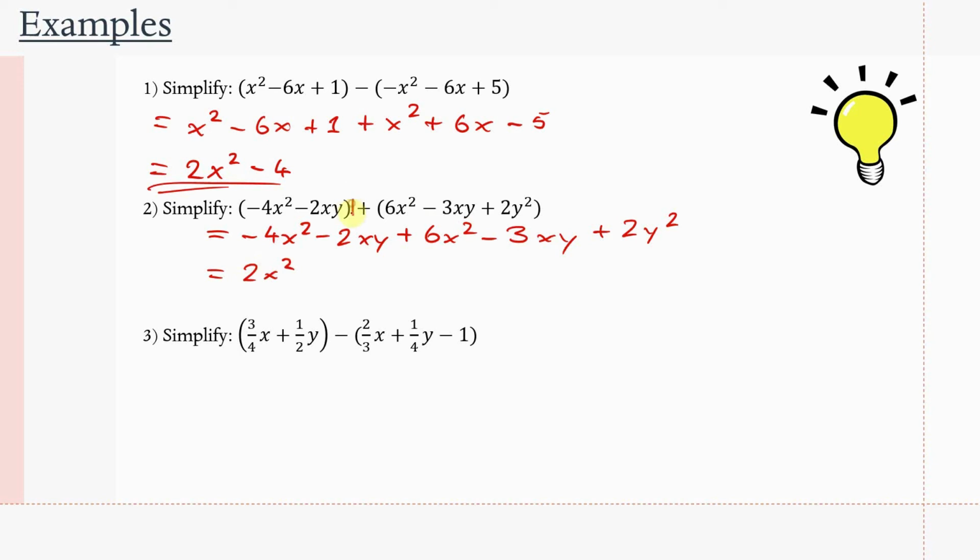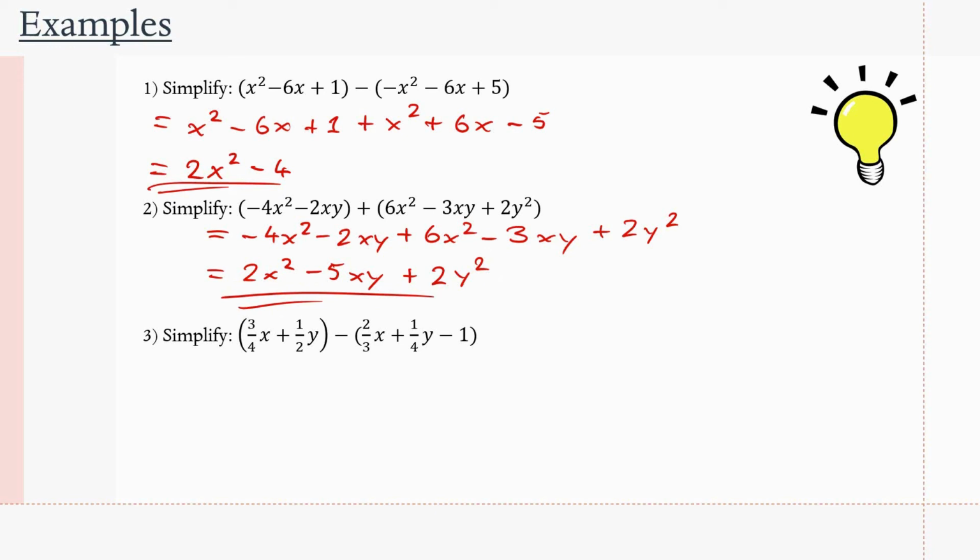Next, we have the 2xy and 3xy. Again, let's collect the like terms. Negative 2 minus 3 was negative 5xy. And finally, we have one lone y squared. So we just want to keep that the same, 2y squared. That's our answer. Okay, so on to question 3.